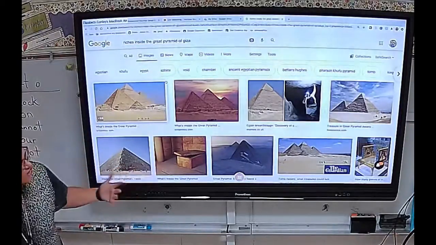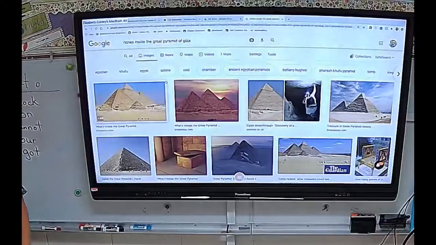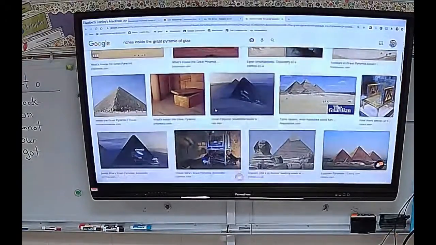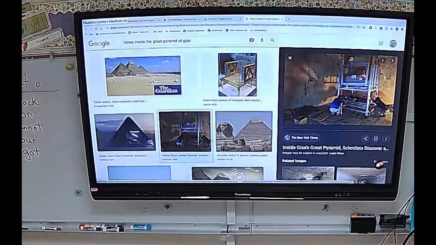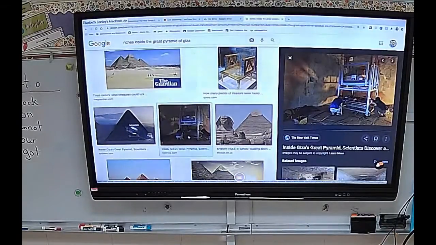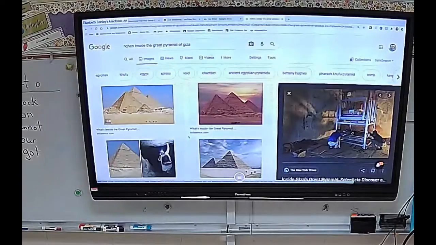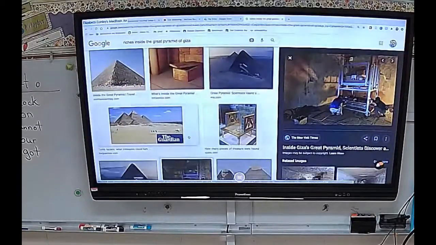And then I was trying to find a good picture of the inside of the pyramid. I couldn't really find one. I wanted to see the riches, like a tomb. There's one right there. So you can kind of see some of the pictures inside. But anyway, that's what we're reading about, the Great Pyramid of Giza.